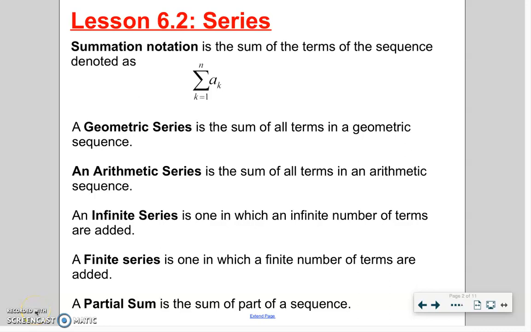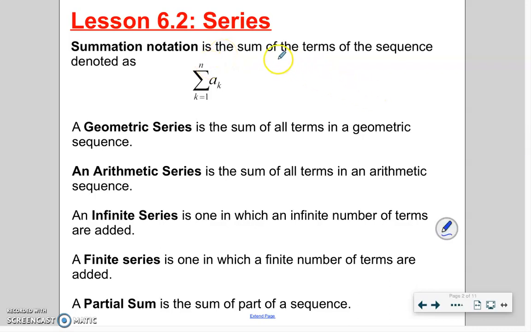Good morning. We're going to start lesson 6.2 today, which is talking about series. And so you're going to see a lot of new notation in here. I'm going to walk you through everything, and I don't want you to panic. But basically what we're going to be doing is taking a pattern and adding up a certain number of the terms, okay? Which might not seem real complicated.